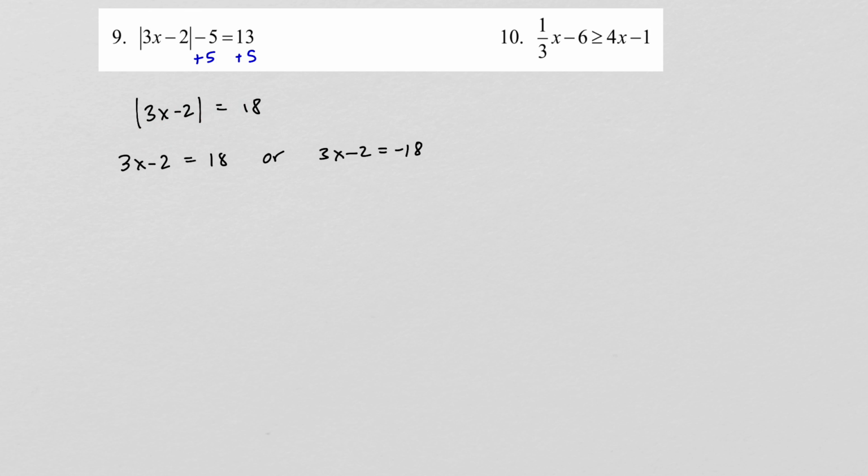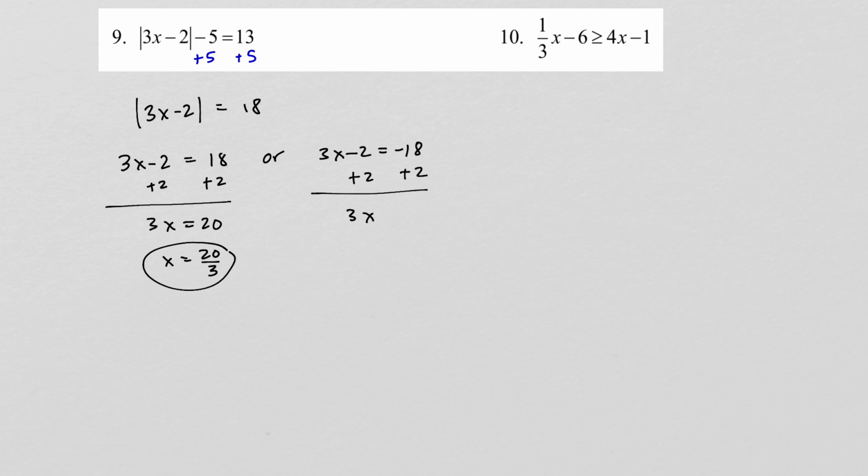So we're using the definition of an absolute value to write this. Now we can easily solve both of these. In the first equation, we get 3x equals 20, which means x is equal to 20 over 3. And in the second equation, we get 3x is equal to negative 16, which means x is negative 16 over 3.